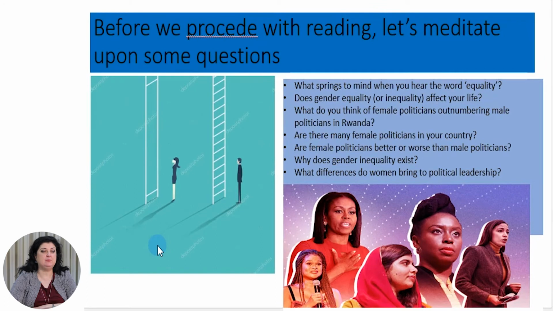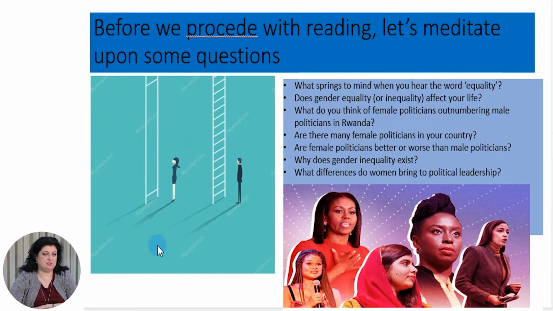So, before we proceed with reading, let's meditate upon some questions. And look at these pictures. Again, what do you see? A sort of discrimination, a sort of inequality. Look at these figures. Do you recognize any of them? Surely you do.